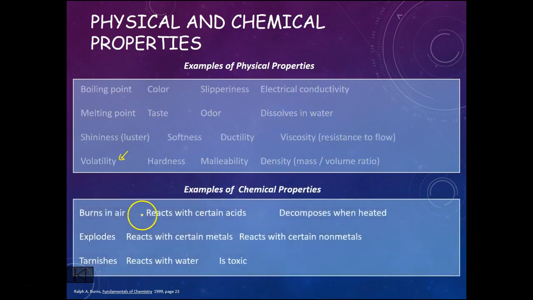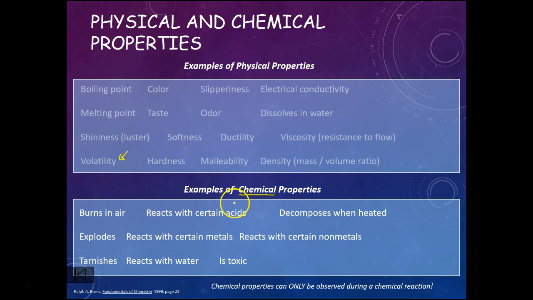Here are examples of chemical properties. Burns, explodes, tarnishes or corrodes, reacts with water, reacts with metals, reacts with acids, decomposes when heated, reacts with nonmetals, is toxic. All of those things describe the changes that we might see, so that this substance can react with acids, but it doesn't react necessarily in air. All of those things are different.